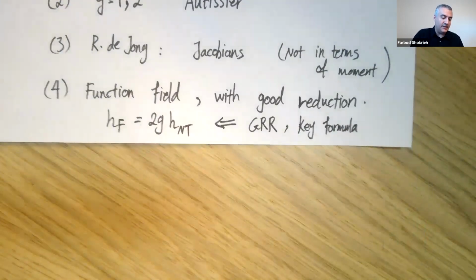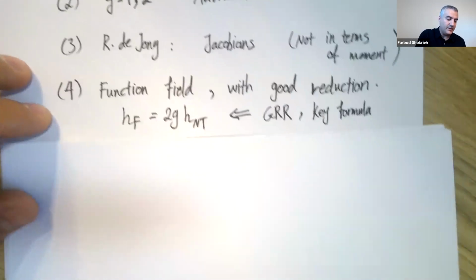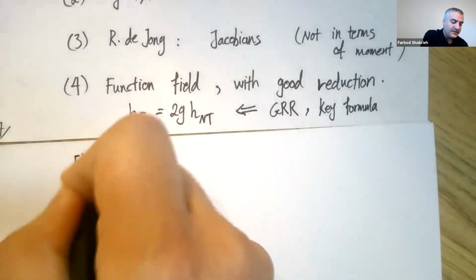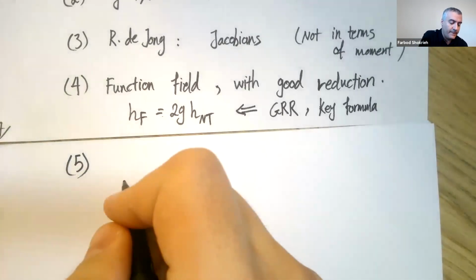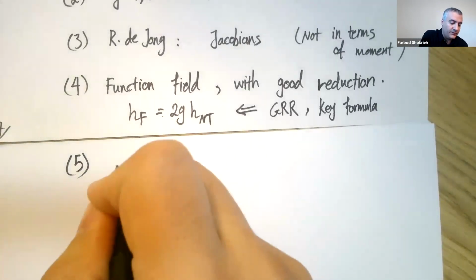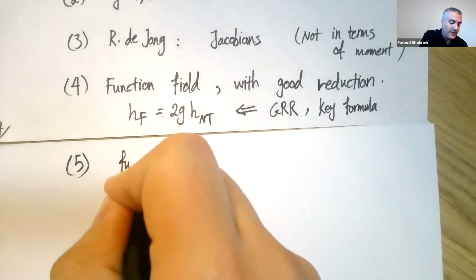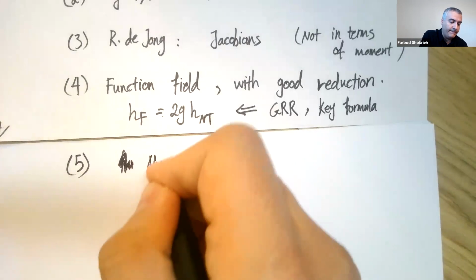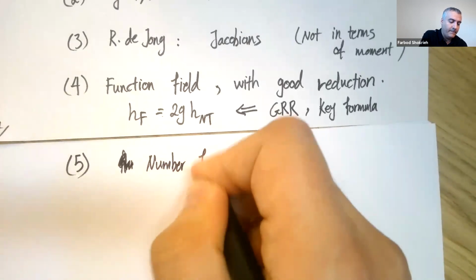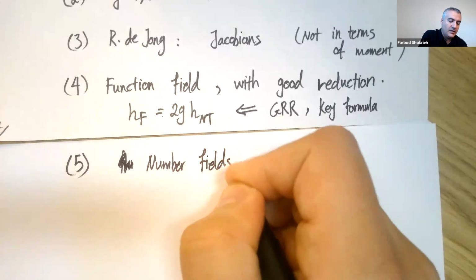And finally, as I said, the Archimedean term had already appeared in earlier work. If you have, back over function fields, number fields again, with good reduction.